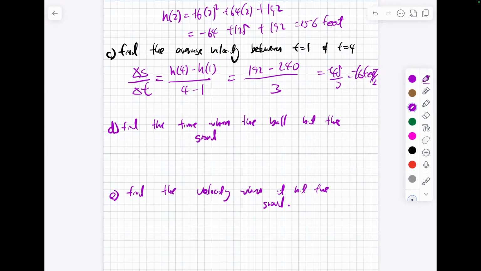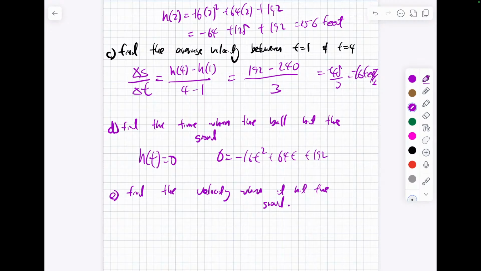How do I find when the ball hits the ground? What does hit the ground mean? Wouldn't that just mean the h of t is going to be 0? Yeah, that means height is equal to 0, right? So can I do 0 equal to negative 16t squared plus 64t plus 192?